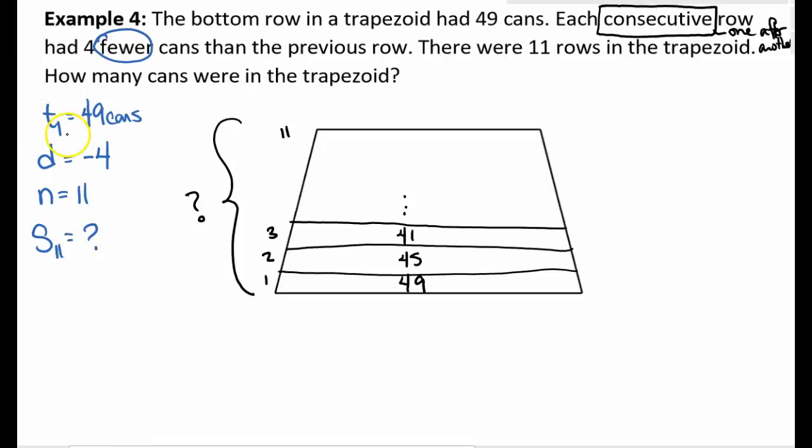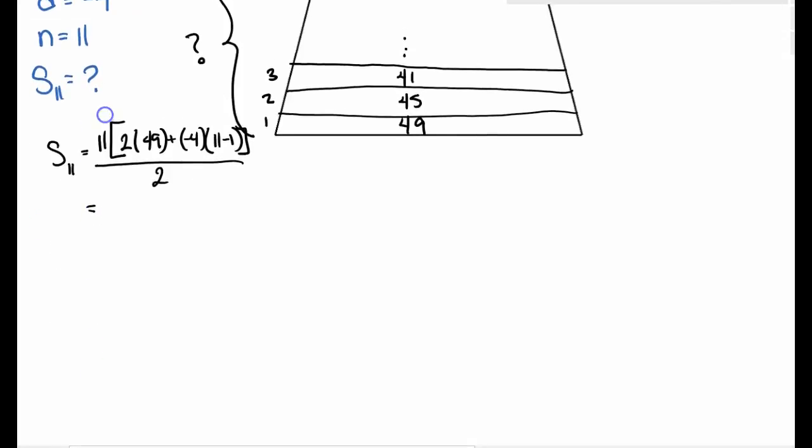So again, I look at what I'm given and I choose my equation appropriately. In this case, I'm going to choose the equation that does not include term n because I don't know how many cans are in row 11. 11 multiplied by 2 times 49 plus negative 4 times 11 minus 1, all divided by 2. And we're going to solve from there.